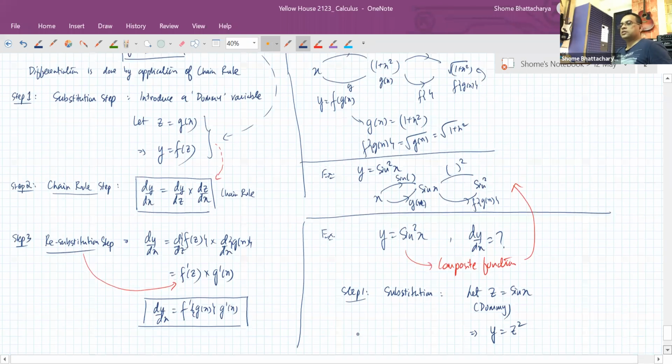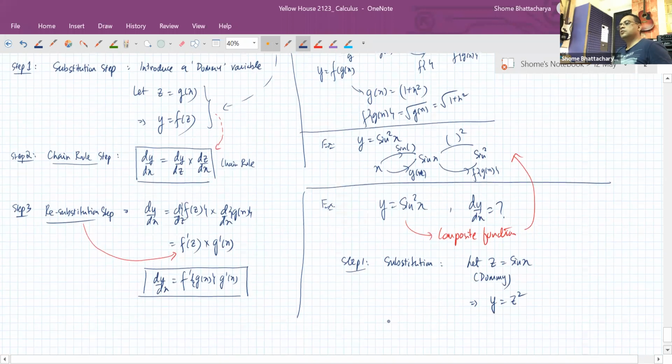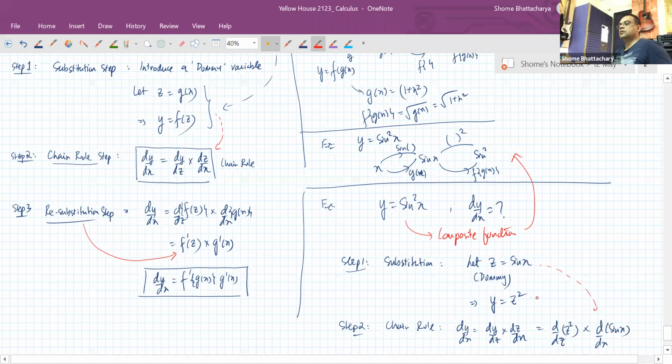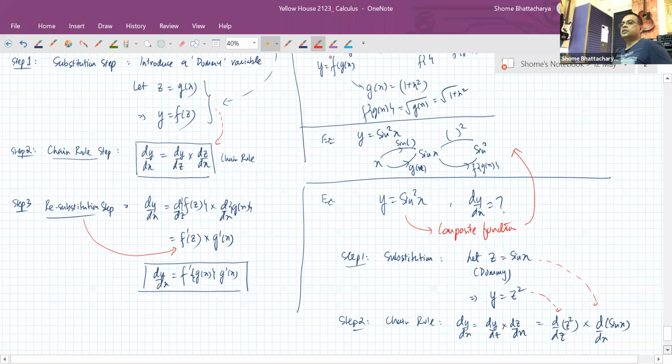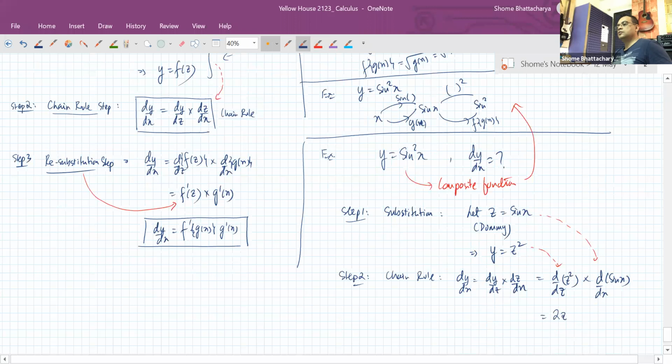And the next step is the chain rule step. So the expression of the chain rule is very simple. When I substitute here, dy by dz will be differentiation of the function z square, because just above we've seen this. And dz by dx will be differentiation of the function sine x. So we are just substituting from here. So that, as you can see, will give us 2z into the derivative of sine x. Okay, so this is the chain rule step.